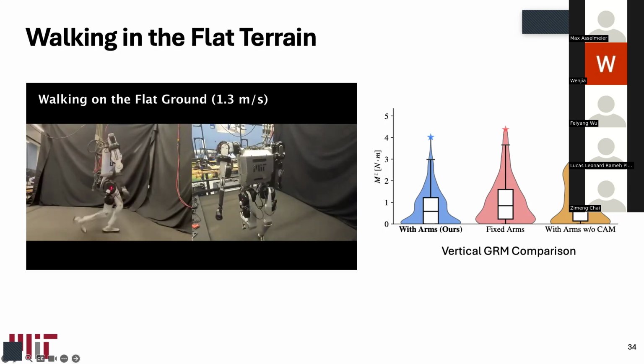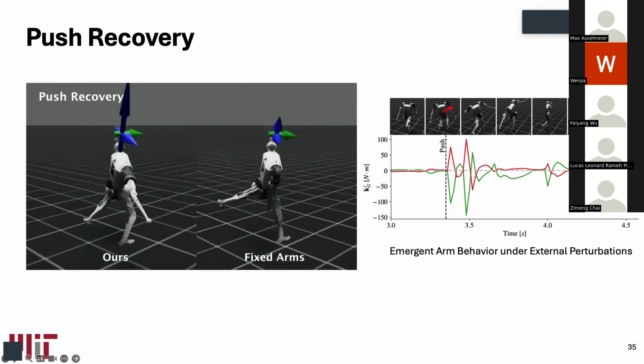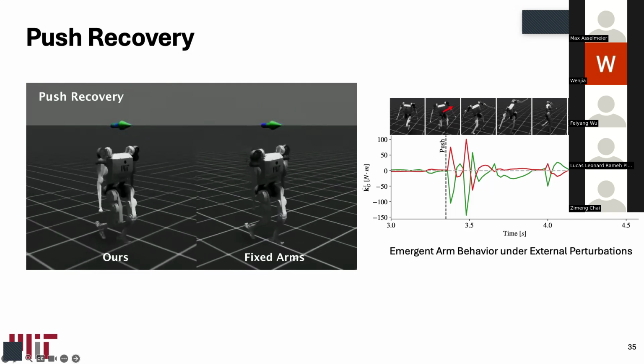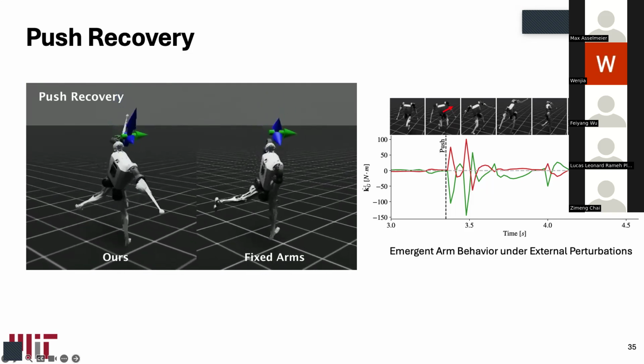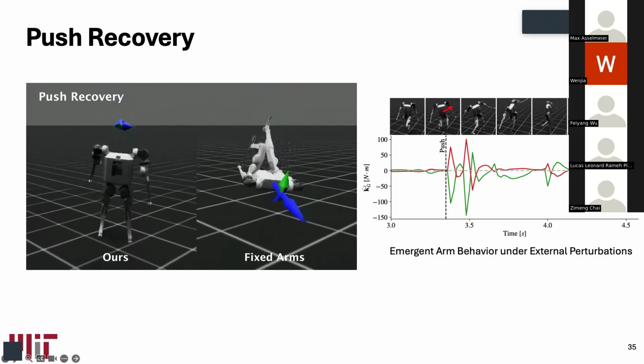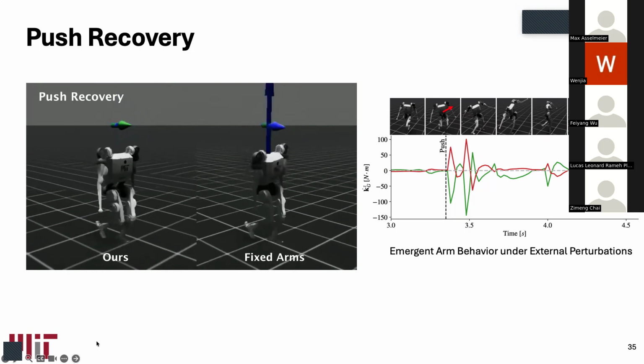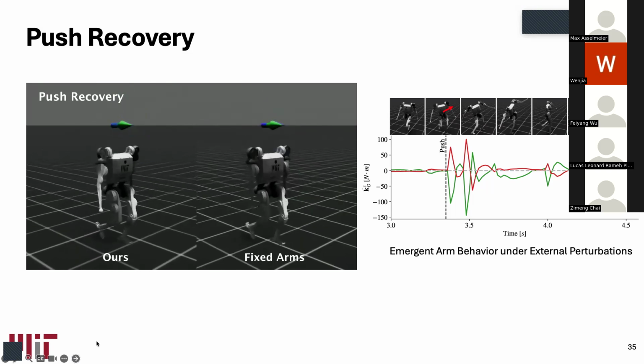So now we apply external perturbation, because one of the contributions is that using this reward setting with the model-based prior with this centroidal angular momentum idea, it can recover from the push recovery very well. So what emerges is the coordinated arm motion that plays a critical role in stabilizing the balance after the disturbance. As you can see, oh, the video is playing. So here I am pushing the robot.